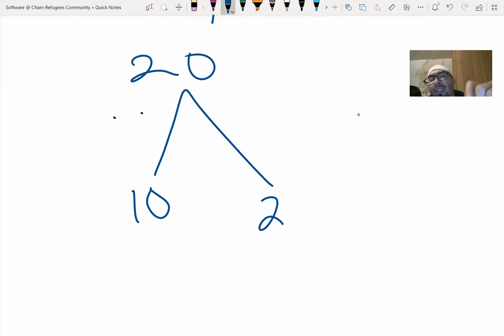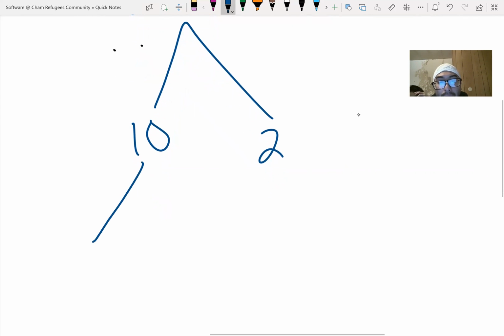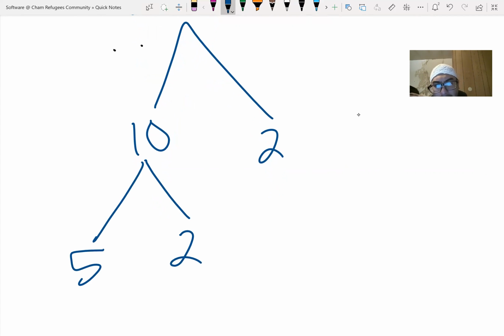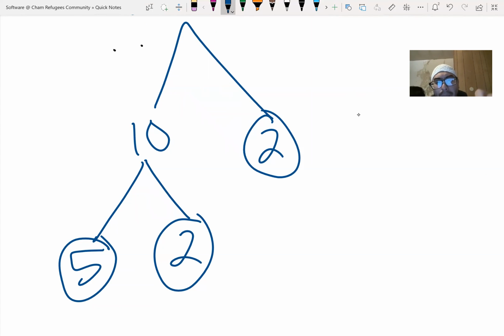Okay, so anyways, over here, we split 20 into 10 and 2. By that time I was talking to my son. You guys should have known what we should do after that. We're gonna split this one into 5 and 2. Right? Because the rest of them are all prime numbers. And again, prime numbers are what? Numbers that cannot be divided or have any other factors other than 1 and itself.